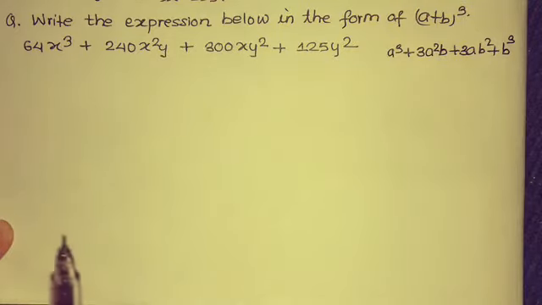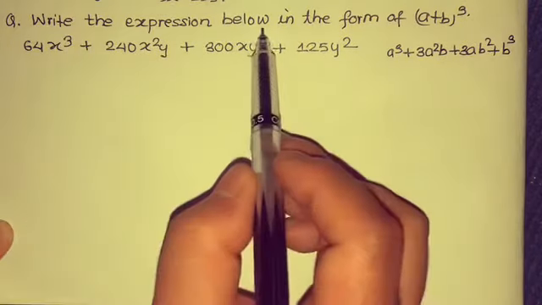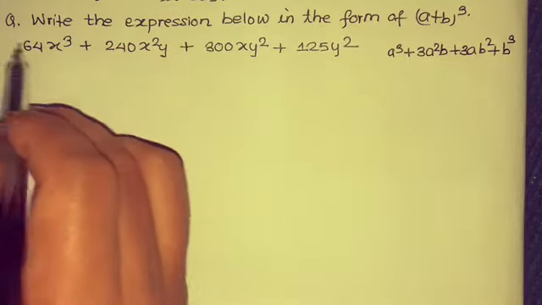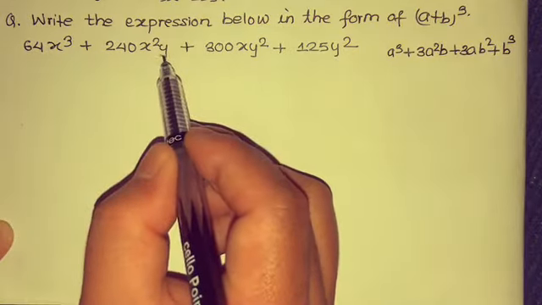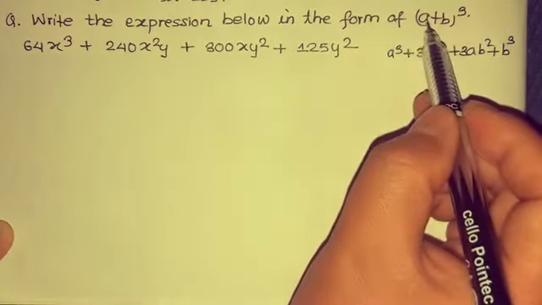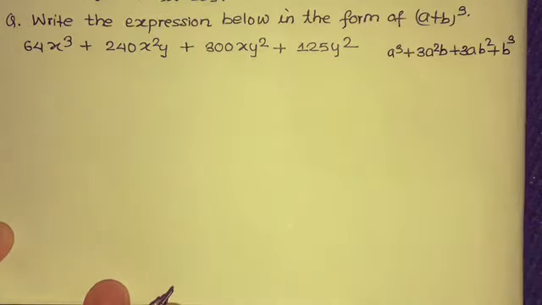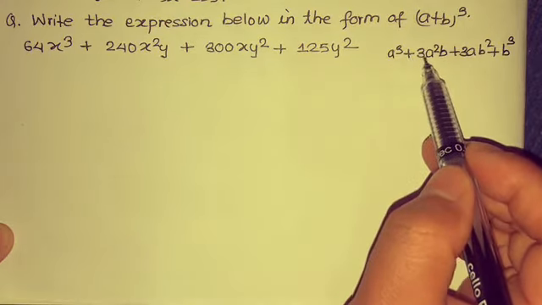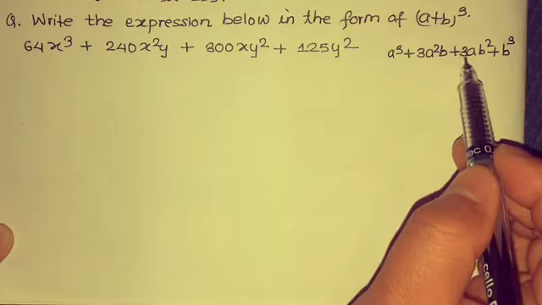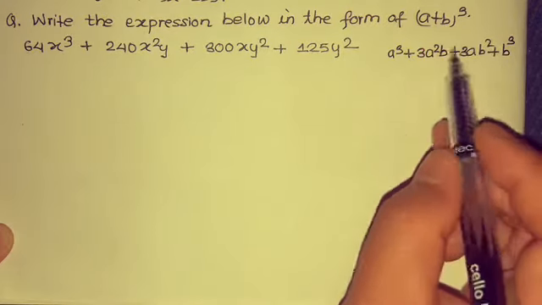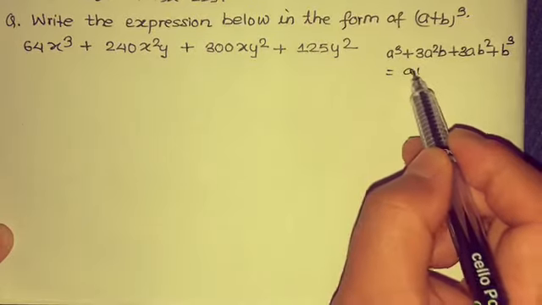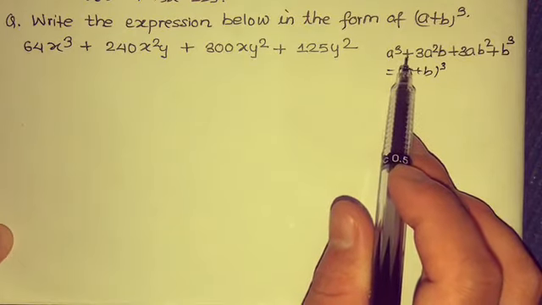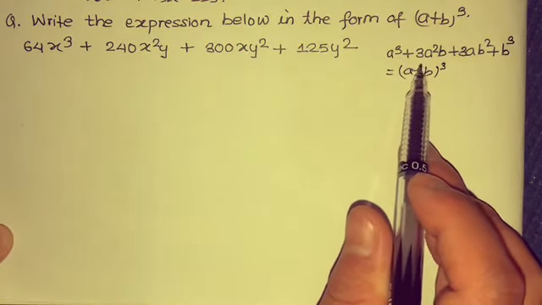Let's discuss one more question. Write the expressions below in the form of (a plus b) whole cube. The given expression is here, and we have to write it as (a plus b) whole cube. So in place of a cube plus 3a square b plus 3ab square plus b cube, we can write (a plus b) whole cube comfortably, because we know the formula and it can be used.